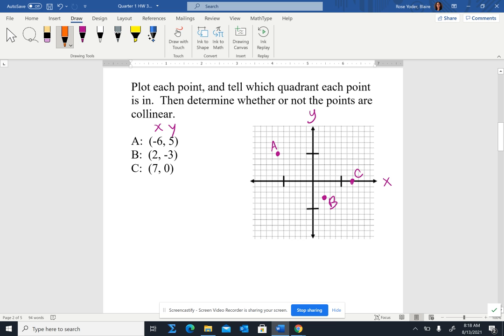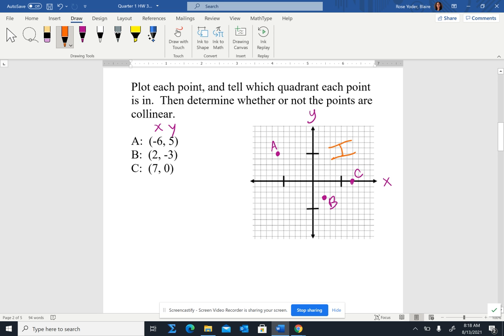Thing number 2 is tell which quadrant each point is in. So let me refresh your memory on quadrant. Quad means 4. You can see that the graph is split up into 4 sections. So it might not start where you're expecting it to. The first quadrant is where everything is positive, where X is positive and where Y is positive. So this right here is the first quadrant.